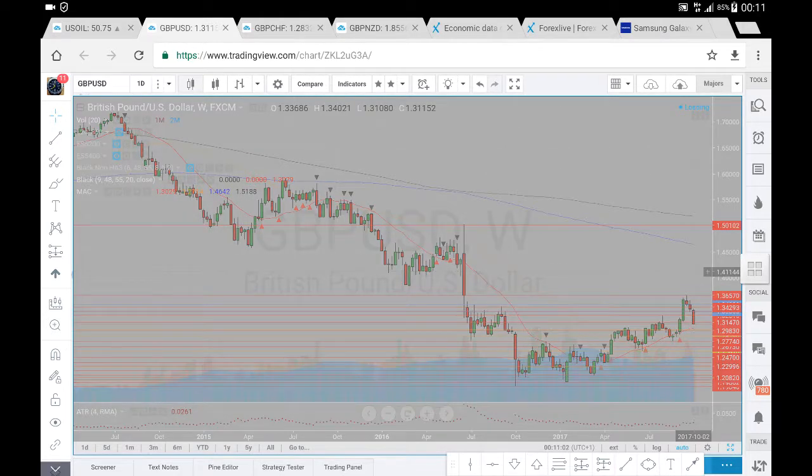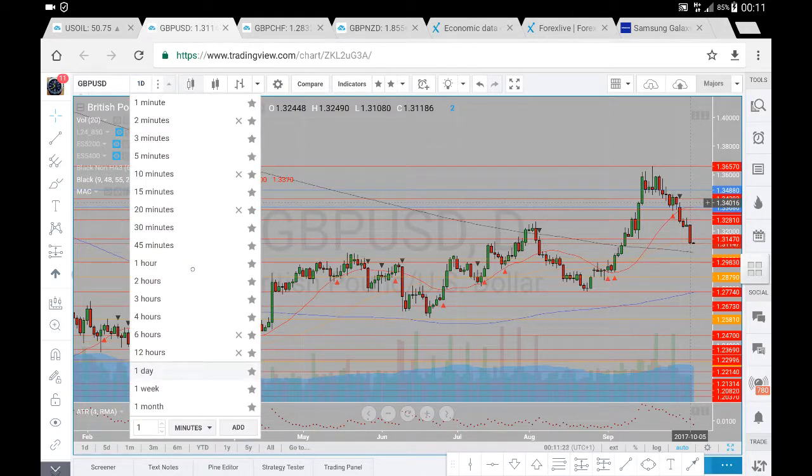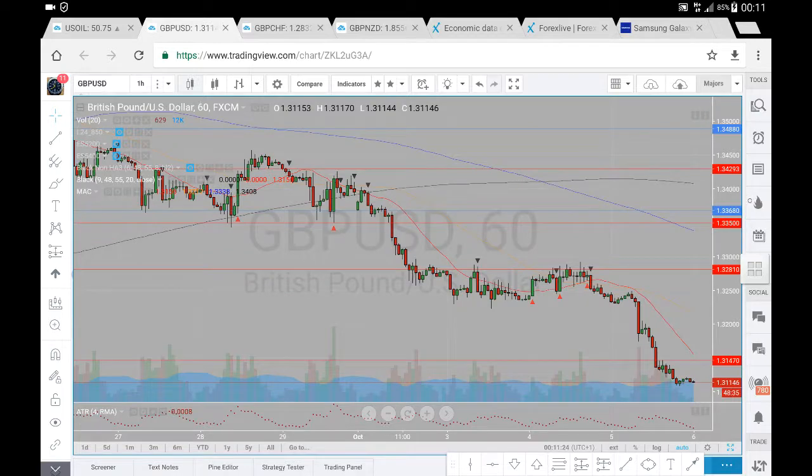But I'm just going to have a look at the daily first, and as you can see, we've retraced quite a bit. The retracement has been quite deep. We obviously got this moving average here in black, which we might see a little tiny bounce from for a further continuation to the downside. And let me just go down to the execution time frame, which is the hourly.